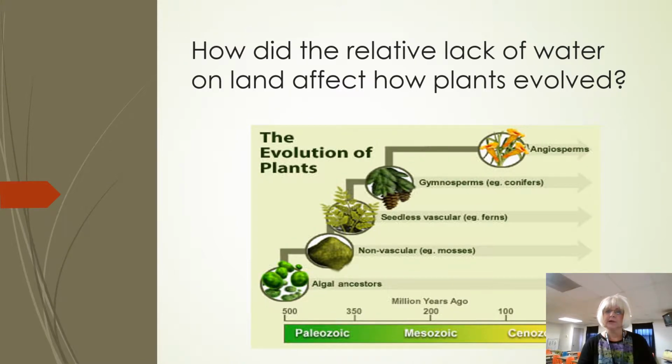So how did the relative lack of water on land affect how plants evolved? And the evolution of plants, this shows the time period in millions of years, starts with algae, goes on up to your mosses, your seedless vascular plants, your gymnosperms, and then later in the last 100 million years to the angiosperms.